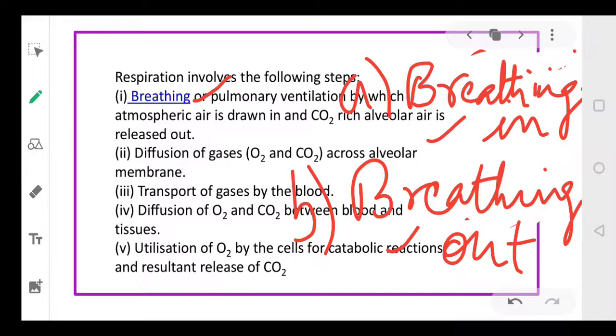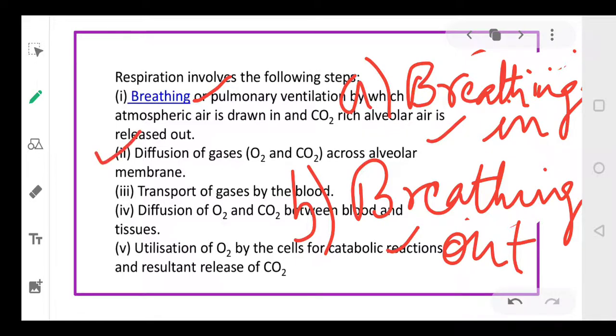So we can categorize the breathing step into two steps. One is breathing in, second is breathing out. Breathing in is taking the air inside the body, and this air will have more oxygen. Breathing out means removing the air from the body, and this will contain more carbon dioxide. Okay, so this is your first step.